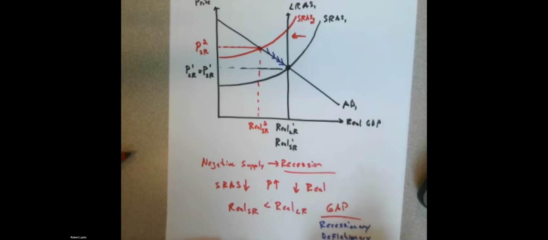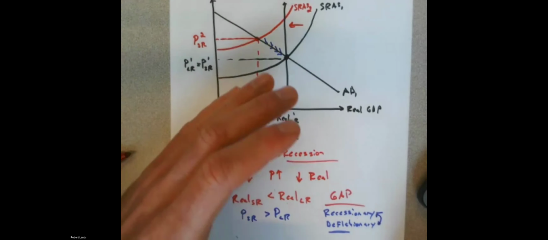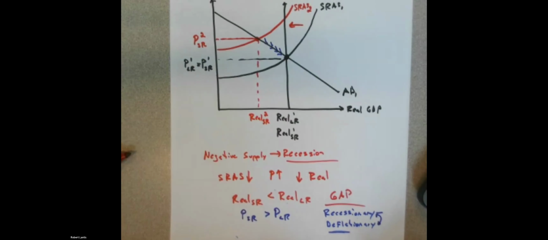Prices are going to fall. So if we think about my short run prices as currently too high, they'll fall back to my long run levels. I've got a deflationary gap. So there are two different ways of thinking about this gap when we have negative shocks to our economy. We would call this a recessionary or a deflationary gap.